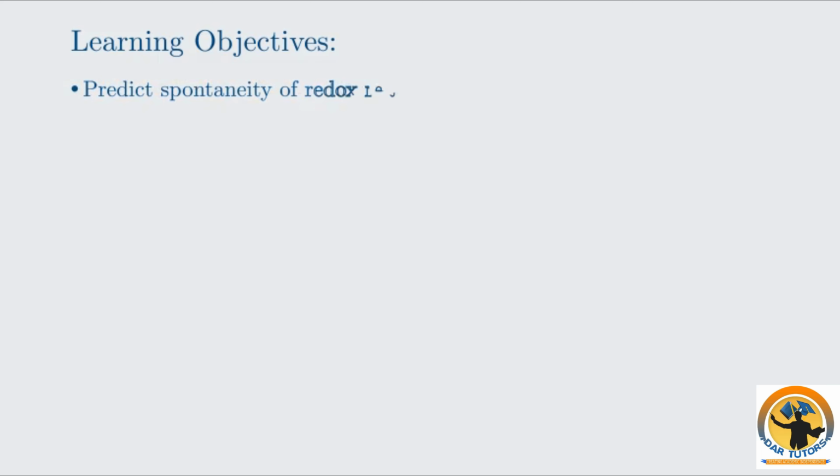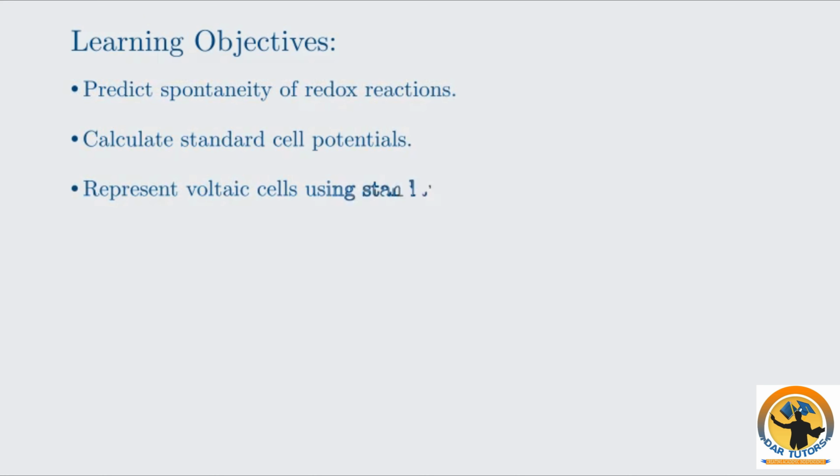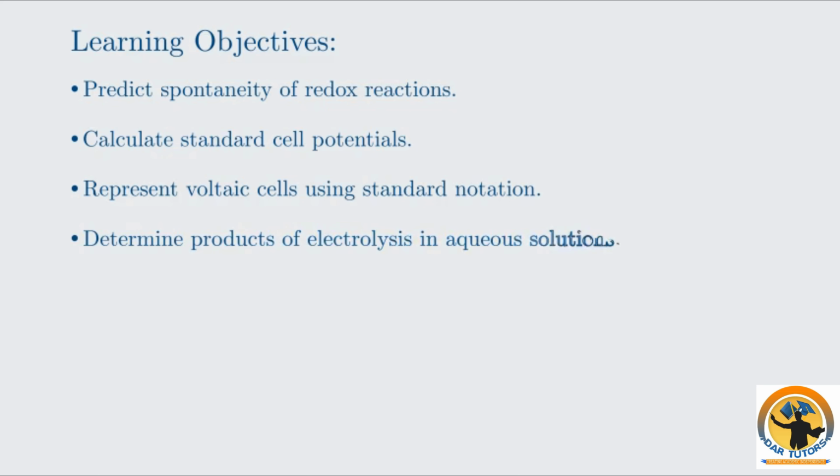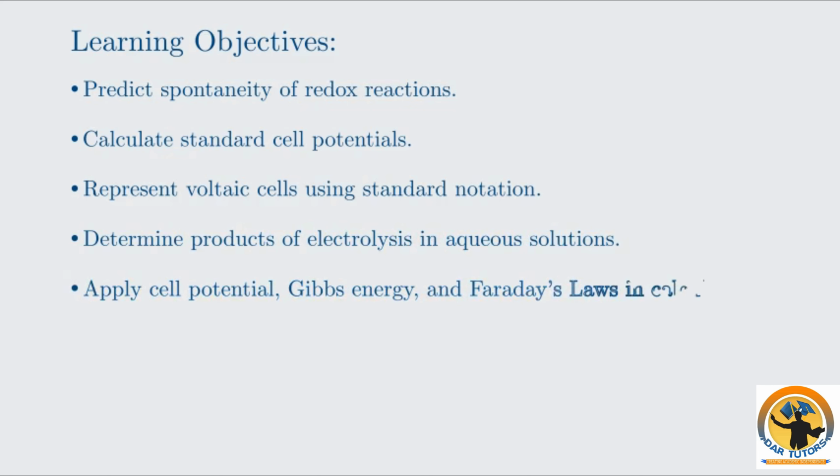Our learning objectives for this topic are as follows. First, to understand how to predict the spontaneity of a redox reaction. Second, to be able to calculate standard cell potentials. Third, to correctly represent voltaic cells using standard notation. Fourth, to learn how to determine the products of electrolysis in aqueous solutions. And fifth, to apply the relationships between cell potential, Gibbs energy, and Faraday's laws to perform calculations.